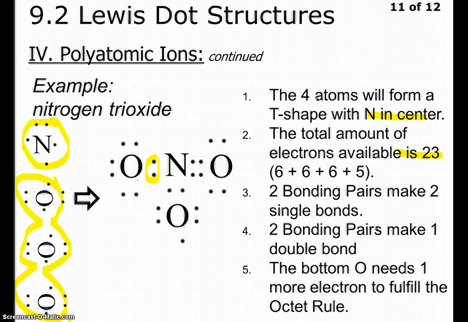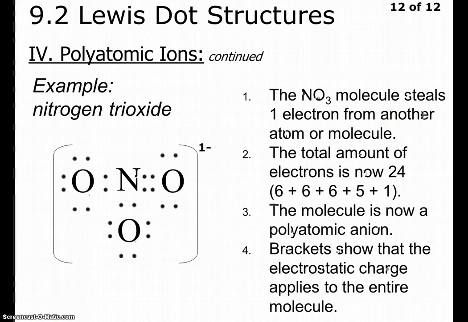So let's put this together and we'll say it's a T shape, and we're going to end up making a single bond, and a double bond, and we would have lots of different non-bonding pairs, but we see down here we have 1 electron by itself. This is the odd electron. So the bottom oxygen needs 1 more electron to fulfill the octet rule. So once we fulfilled the octet rule by gaining 1 electron, we need to write up here a -1 charge.